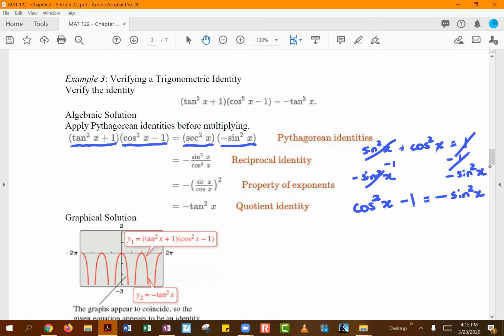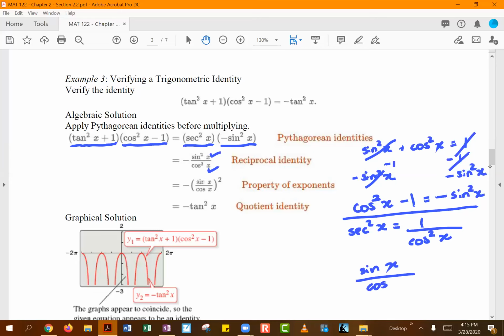So now your negative sine squared of x is here on the numerator. And then they are using, again, the reciprocal identity, where they are taking secant squared of x and rewriting it as 1 over cosine squared of x. And that's where this denominator of cosine squared of x is coming from, by using this reciprocal identity. And then remember, sine of x over cosine of x gives us tangent of x. So now you're just making these squares. And so that's why sine squared of x over cosine squared of x becomes tangent squared of x.